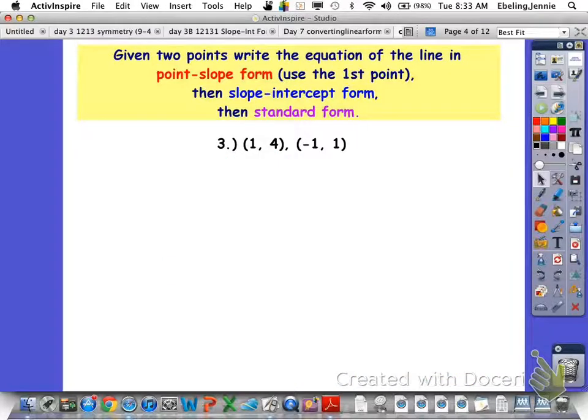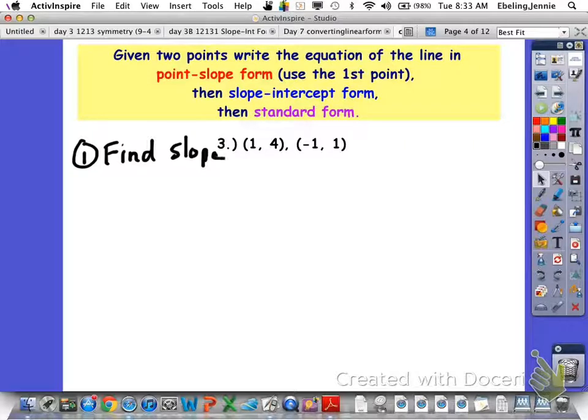Okay, the last two examples were examples of when we had a point and the slope. Let's take a look at one when they don't give us all the information we need. For instance, in example number 3, we're given 2 points. So if we're given 2 points, we don't know the slope and we need to find it. So let's find the slope first.